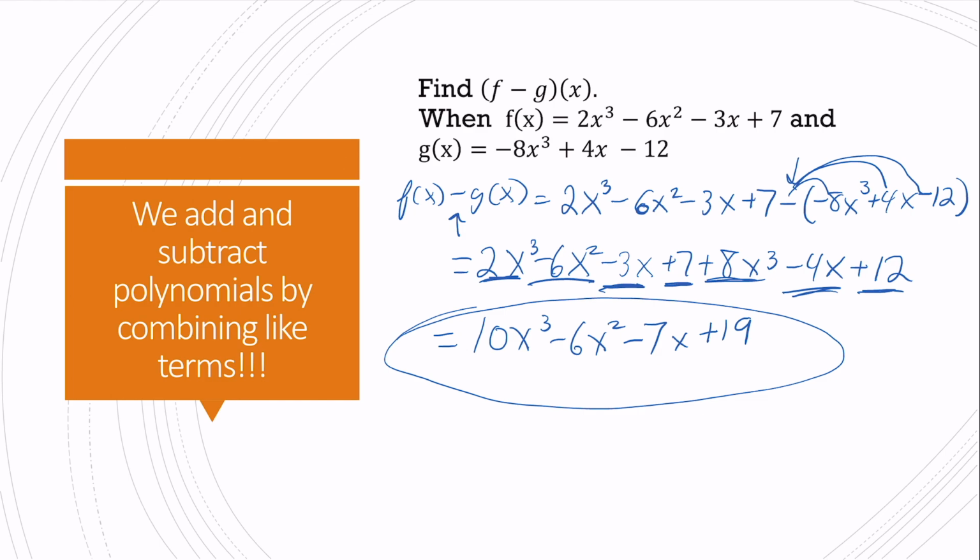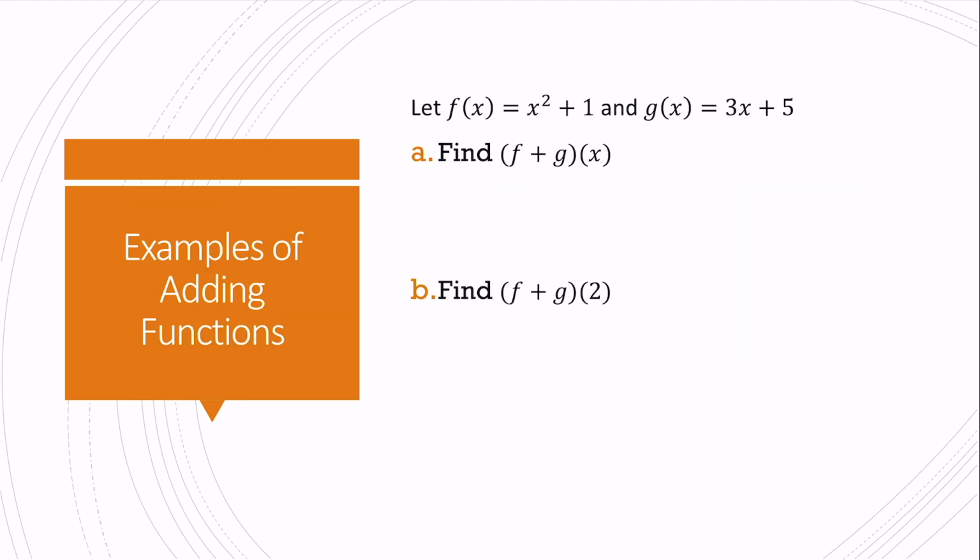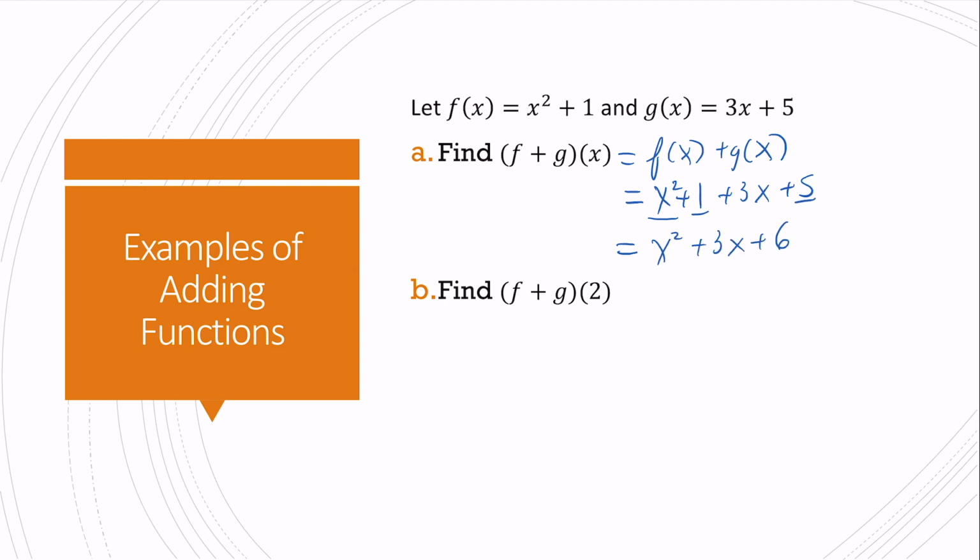Combining like terms is something you've done before since chapter 1, so it shouldn't be too new of a concept for us. Just using it with function notation might feel a little funky for the first few examples. So let's look at f of x equals x squared plus 1 and g of x equals 3x plus 5. I want to find f plus g of x. I could rewrite this as f of x plus g of x. And I can find this by taking x squared plus 1 plus 3x plus 5. So I combine like terms to get x squared plus 3x plus 6.